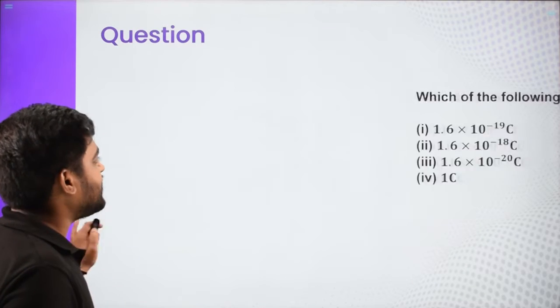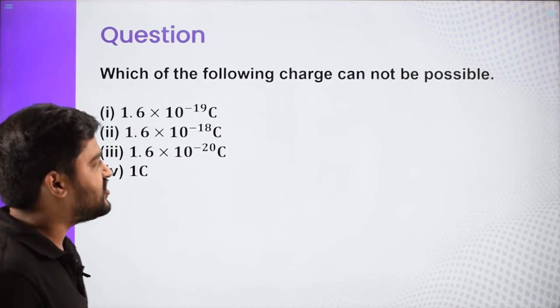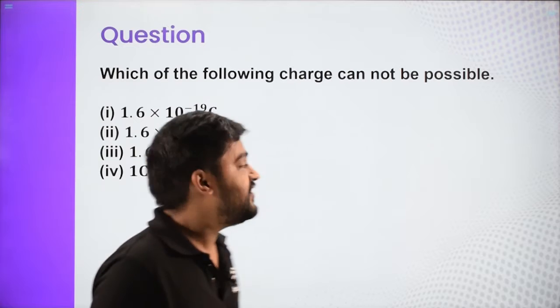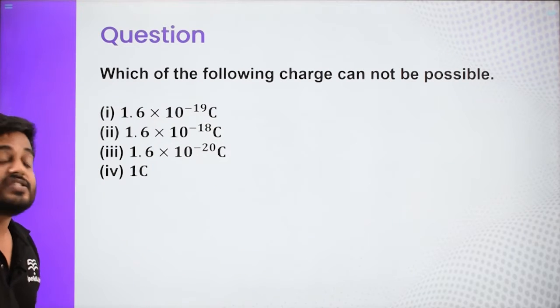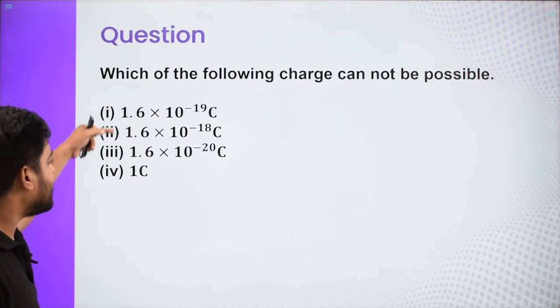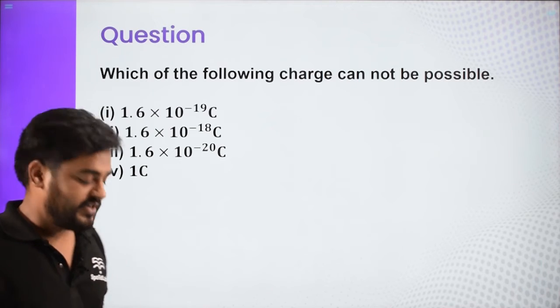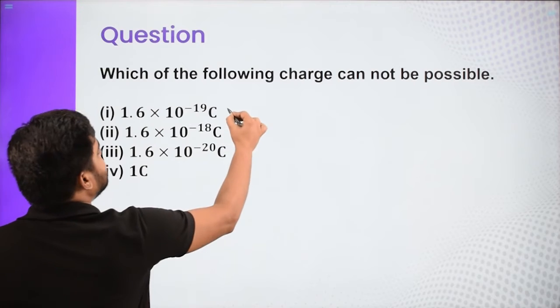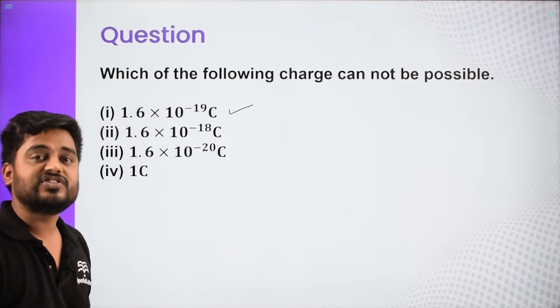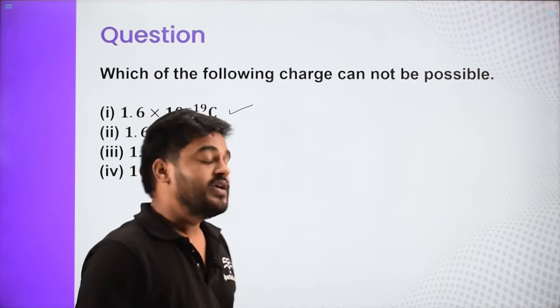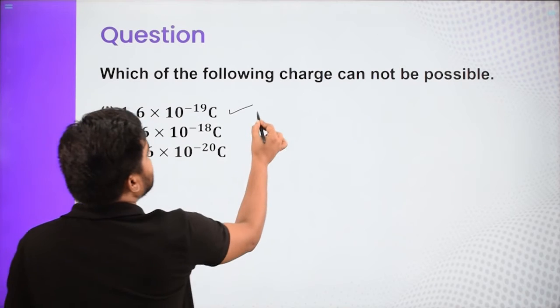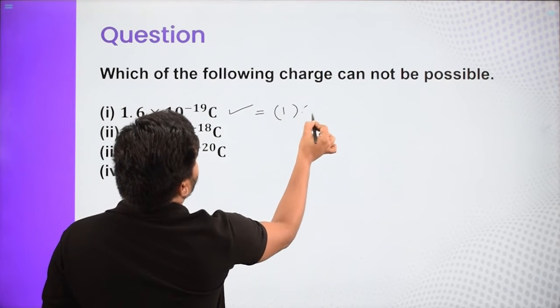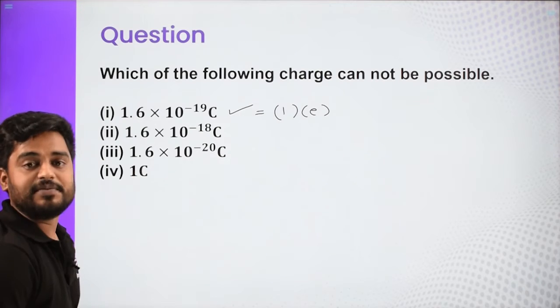Let us do a question regarding that. There is a question which says, which of the following charges cannot be possible? Which of these 4 charges is not possible at all? As you can see, all the charges are positive, so it means electrons are leaving the object. If we discuss the first case, it is the charge of a single proton. That is possible because this is 1 times e. So this charge is definitely possible.